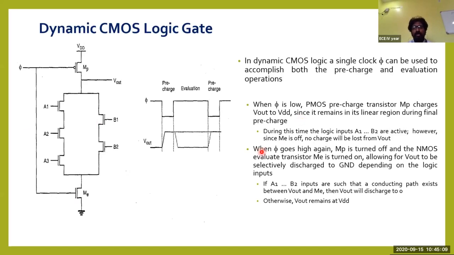So whenever the clock equal to high, what happens? If the clock equal to high, the PMOS is turned off and the NMOS is turned on.